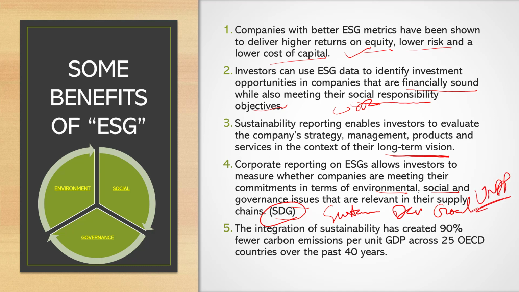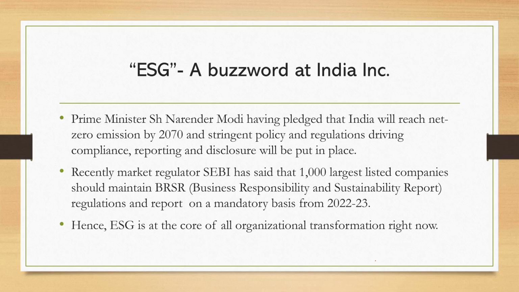The integration of sustainability has created 90% fewer carbon emissions per unit GDP across 25 OECD countries over the past 40 years. That means these are some of the benefits ESG can create, and it can create a big impact in our lives and also for the sustainability of this earth.